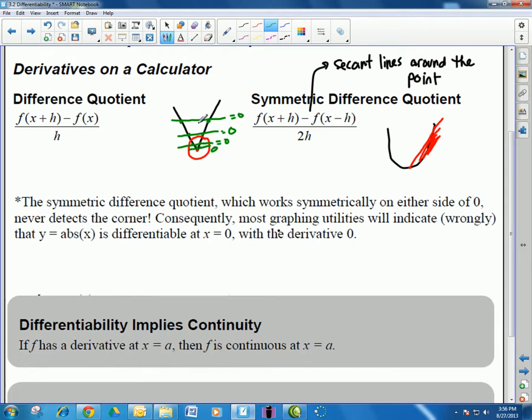You notice all of these slopes are 0, but we know that the derivative is not 0. We know that it cannot exist at a corner. So your calculator is going to give you an answer when we know that it cannot exist. So you have to be careful. Don't trust everything your calculator tells you. Make sure you check it mathematically just to be sure.